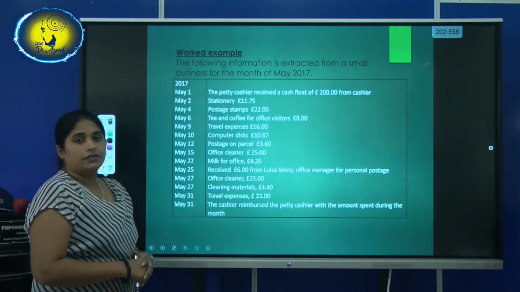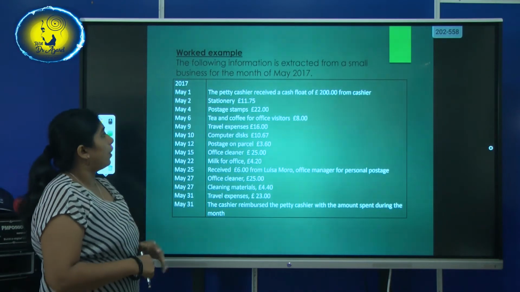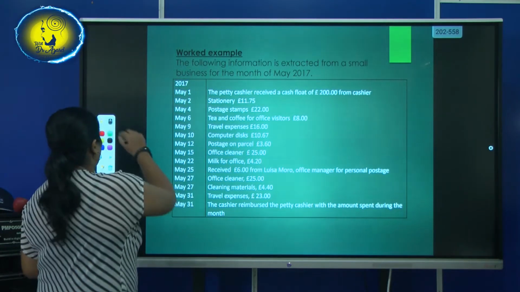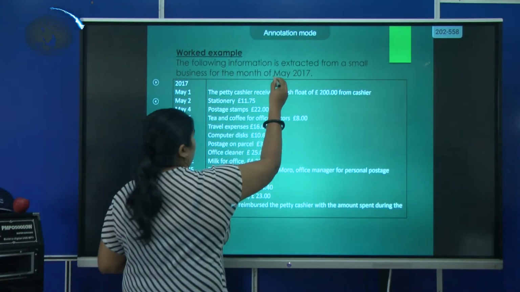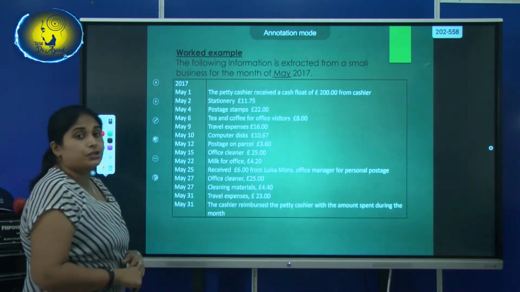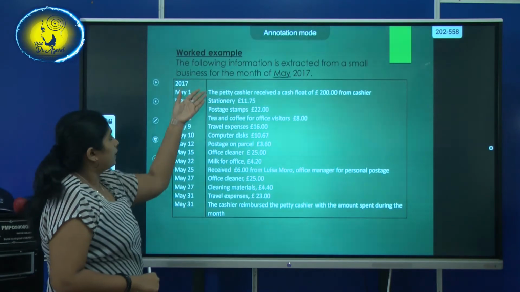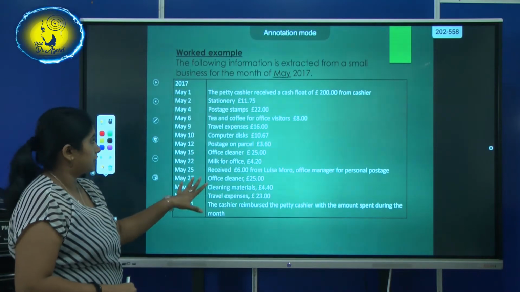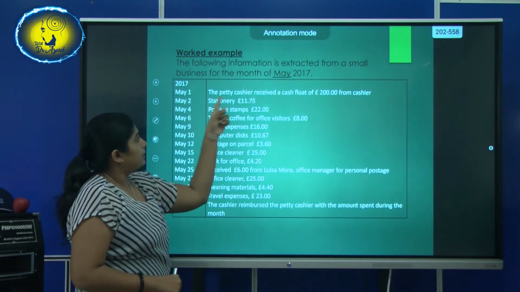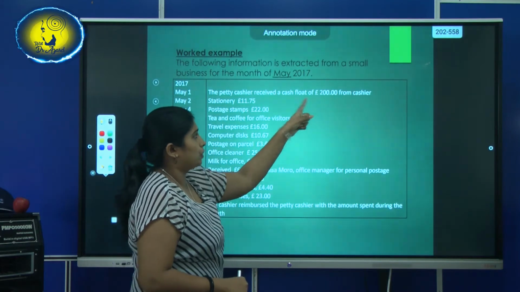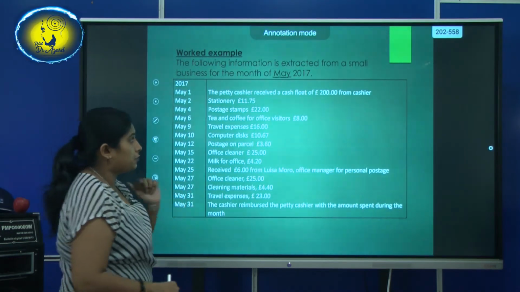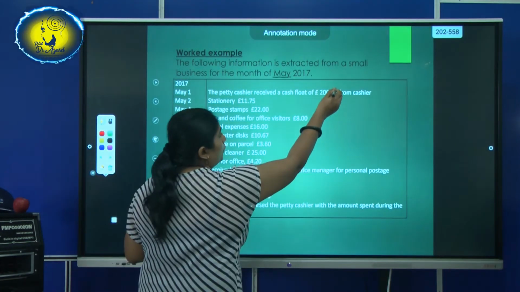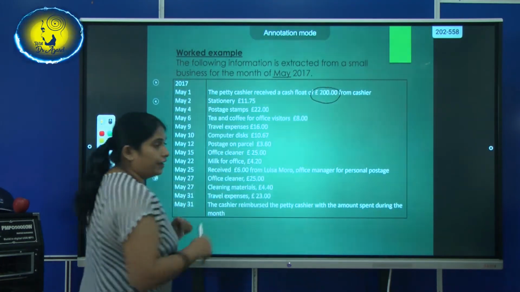Now I have taken a worked example. The following information was extracted from a small business for the month of May 2017. At the very beginning, we'll assume this is the first month. They have started the first month. The petty cashier received a cash float of 200. That means each month his or her business petty cash balance should be updated to 200 pounds.